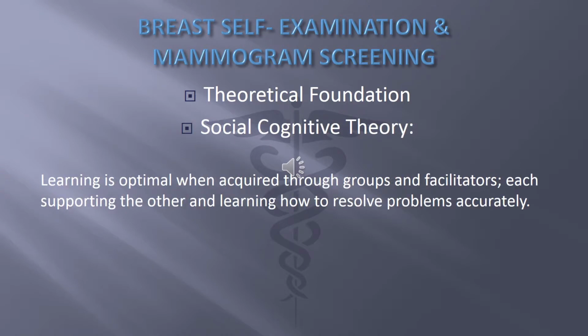The third theory that is the foundation for creating and designing the session was social cognitive theory. In this theory, learning is optimal when acquired through groups and facilitators, each supporting the other and learning how to resolve problems accurately. Here, the participants will learn how to learn outside of their established comfort zones and engage with other women in a safe environment where the common goals of learning how to prevent breast cancer, and also how to detect abnormalities will be the basis of the session.